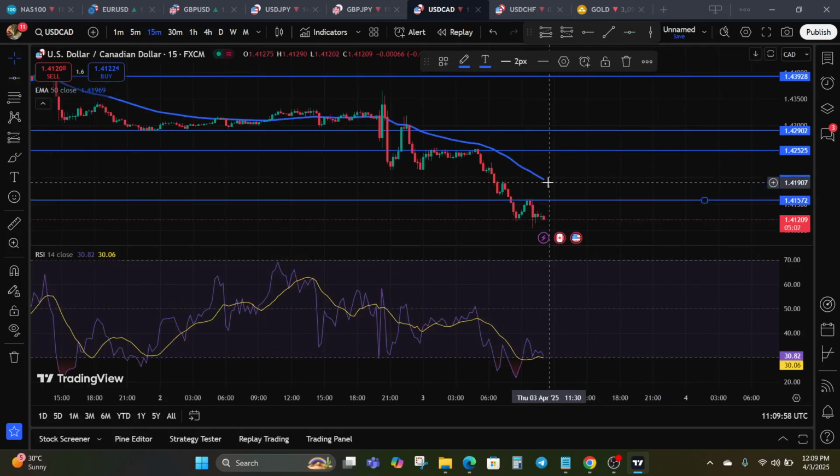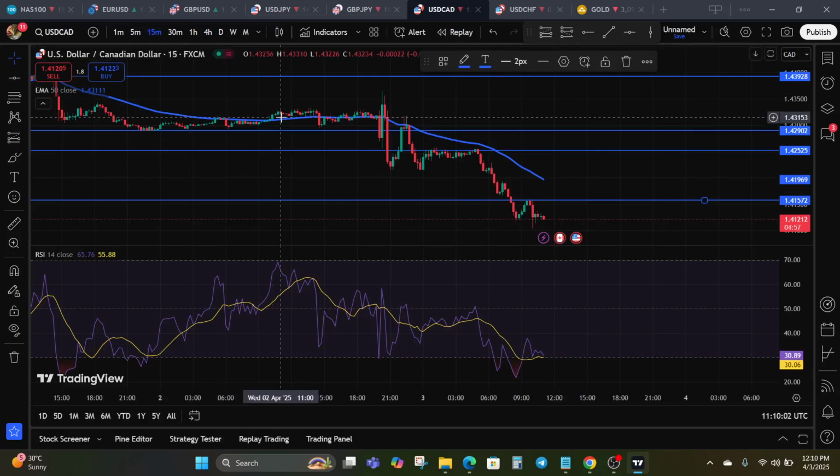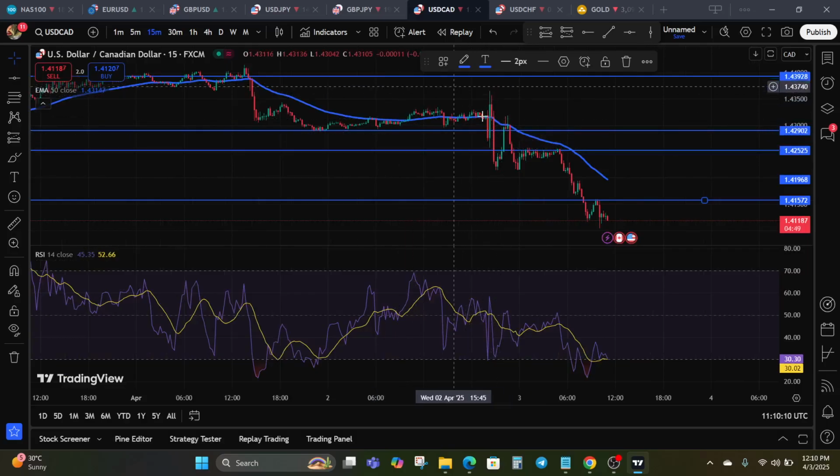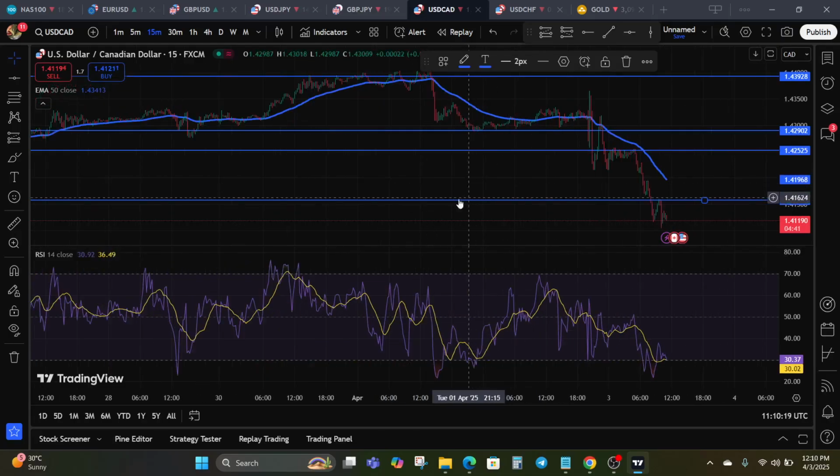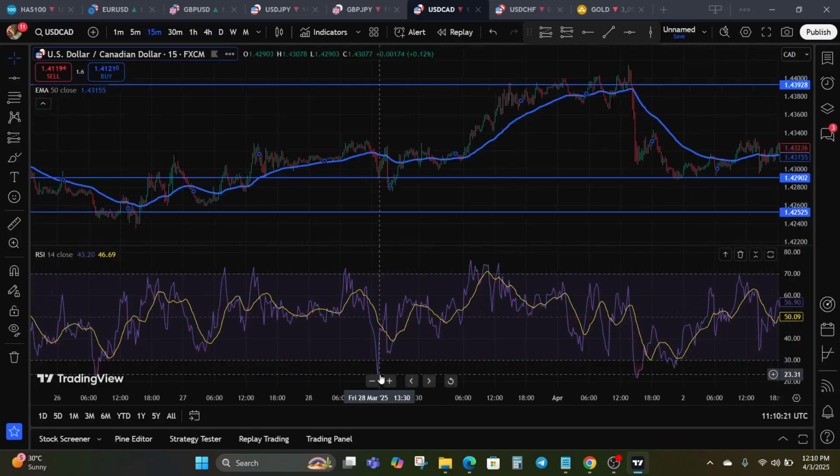So now for your chart setup, you open your 15-minute chart on your preferred asset. You apply the RSI and the 50 EMA indicators. Then you mark key support and resistance levels to identify high probability trade zones. For a buy trade, the RSI must be below 30. That is an oversold condition.